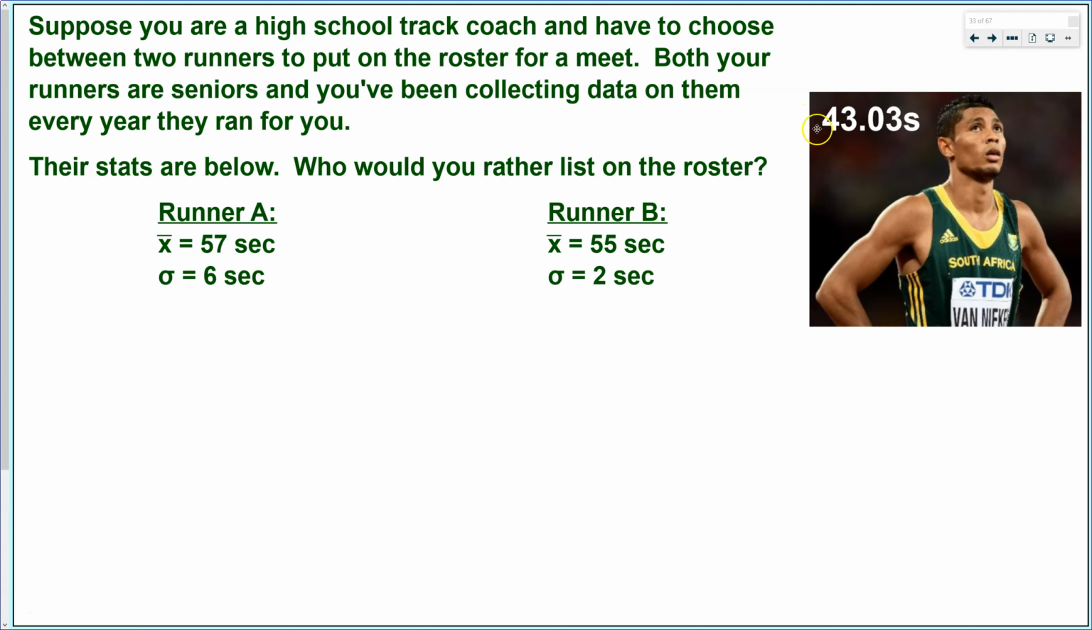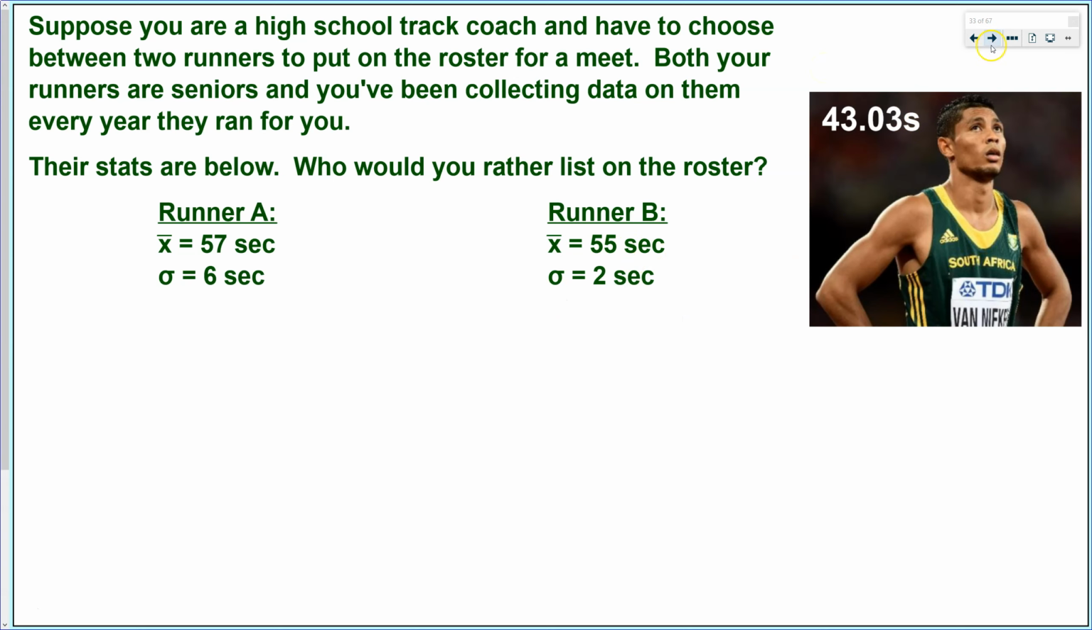So suppose you're a high school track coach and have to choose between 2 runners to put on the roster for an upcoming meet. Both of your runners are seniors, so you've been collecting data on them and you know a lot about them. You crunch the numbers and you find that runner A has an average time of 57 seconds for the 400 meters, and he has a standard deviation of 6 seconds. Runner B has an average time of 55 seconds, but has a sigma, or a standard deviation, of 2 seconds. Which one would you rather put on the roster, and why?